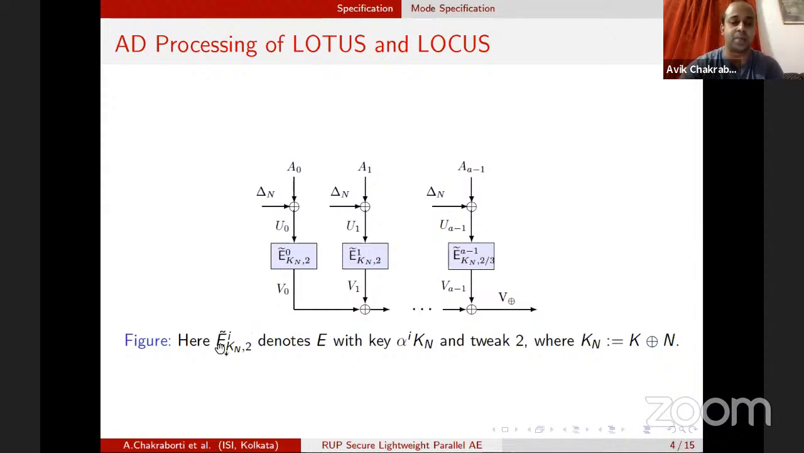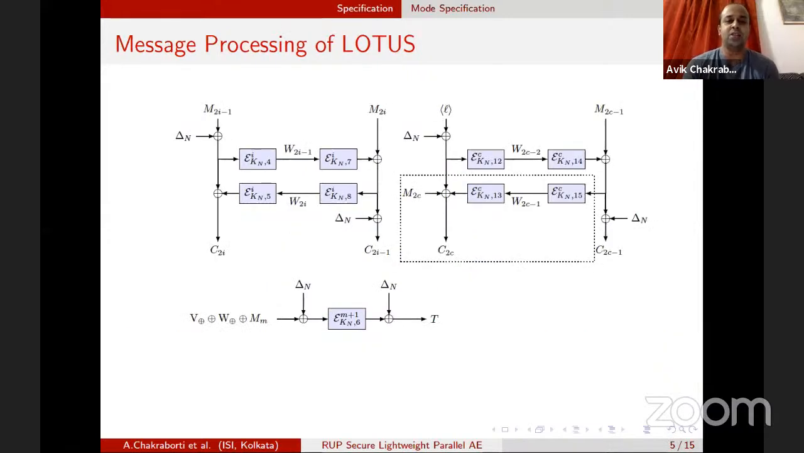So let's go into details. It is EIKN, 2, and in this EIKN, 2 we are actually using a nonce-based key, and the key can be computed as alpha to the power I into kn, where kn is equal to key plus nonce, and this 2 is actually the tweak. We have observed that every design has maximum 15-16 domains, so 4-bit tweaks are sufficient to represent all possible domains. That's why we are adopting a tweakable block cipher with short tweaks, or in other words, we can call it short tweak TBC.